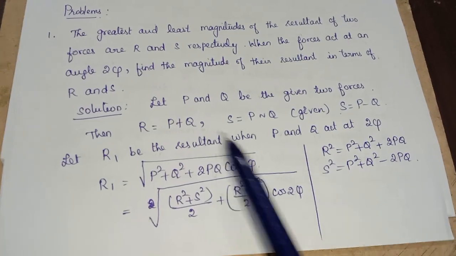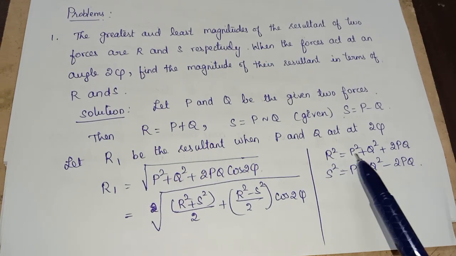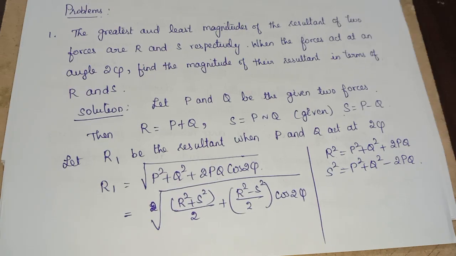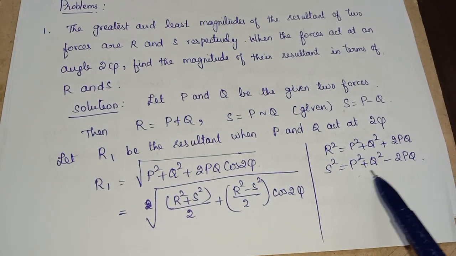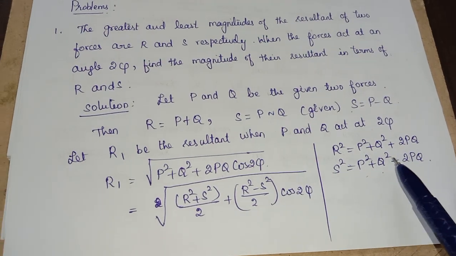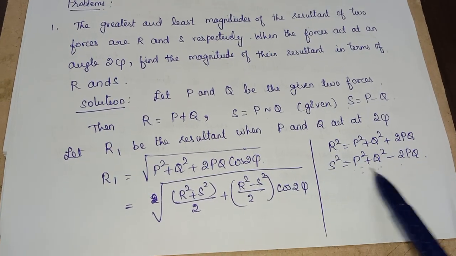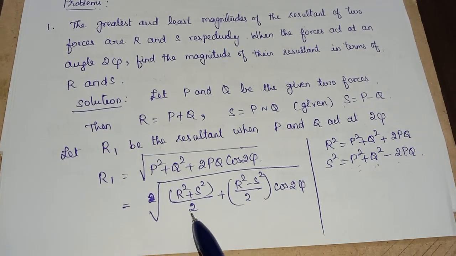Now see, what is R? P plus Q. So what will be R square? P plus Q the whole square, so P square plus Q square plus 2PQ. And what about S? S square equals P minus Q the whole square, so P square plus Q square minus 2PQ. Now if you add these two results, what will you get? 2 times P square plus Q square. So instead of P square plus Q square, what can you write? R square plus S square by 2.